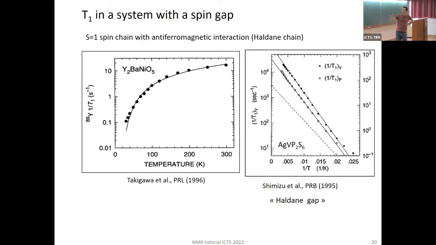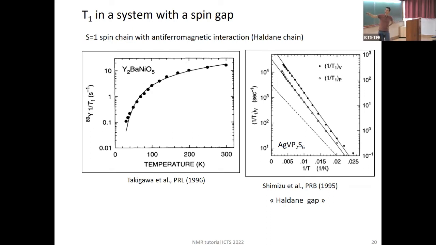So this is the same spin one chain. This is the 1 over T1 measurement. And this is, okay, it's not an Arrhenius plot, but it's a log versus temperature. And the line is just an exponential activation law. And from there, you can measure with good accuracy the spin gap, no problem.